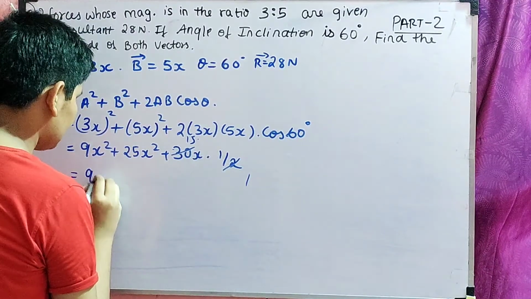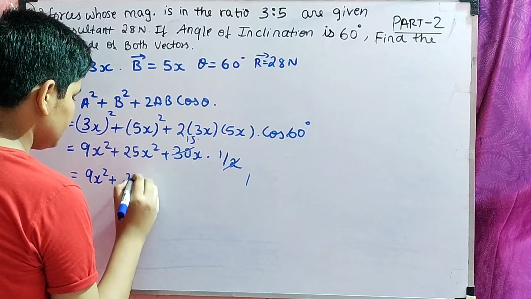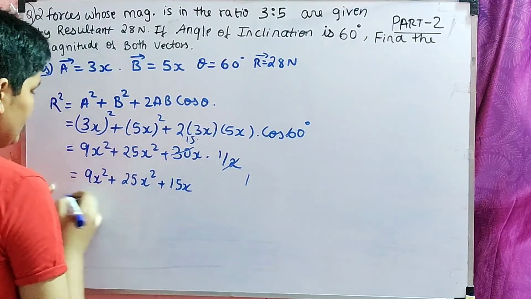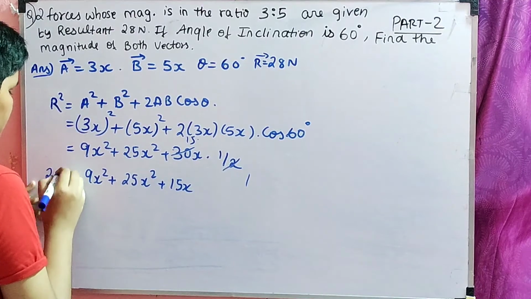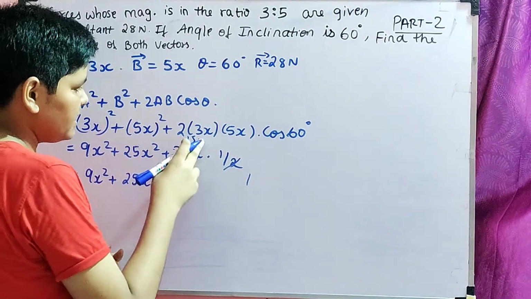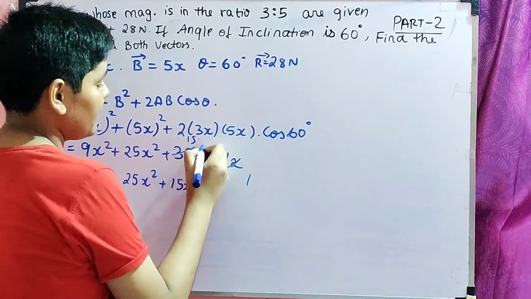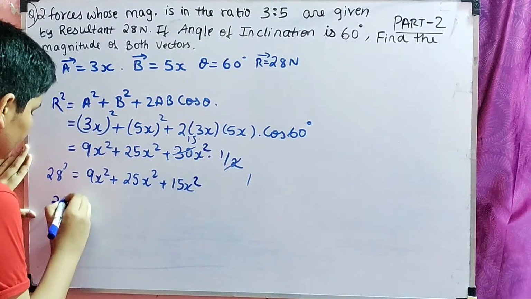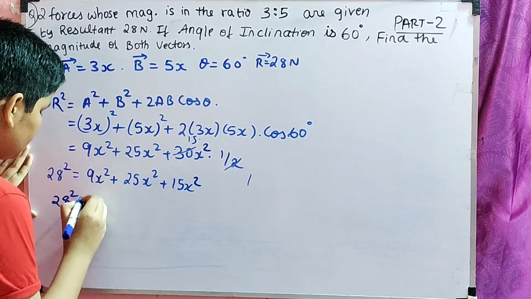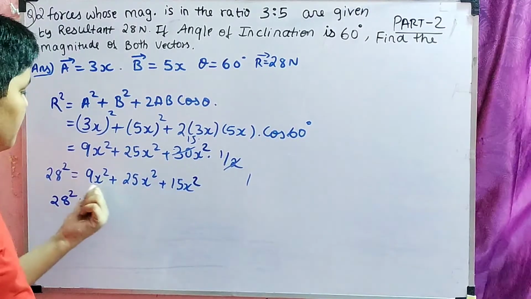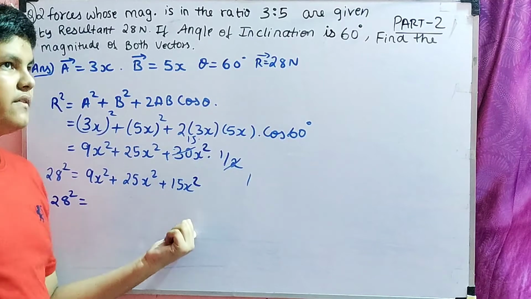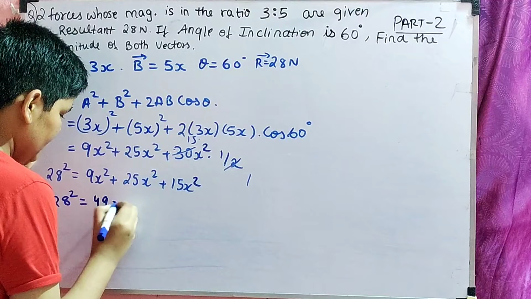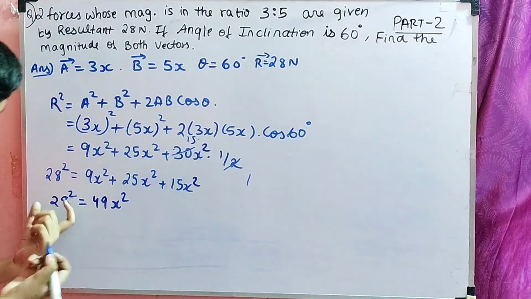So 9x square plus 25x square plus 15x square. Sorry, it will be square. So here 2 3s are 6, 6 5s are 30, 30x square. Then we have 28 square is equal to 9 plus 25 plus 15. 25 plus 15 is equal to 40. 40 plus 9 is equal to 49. 49x square. Now both sides we have the square.